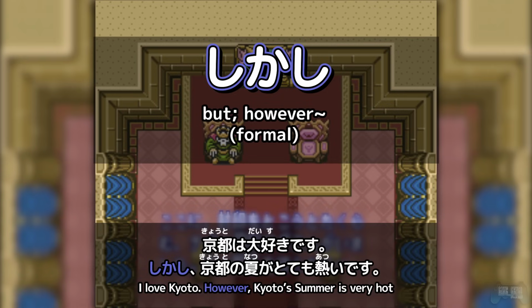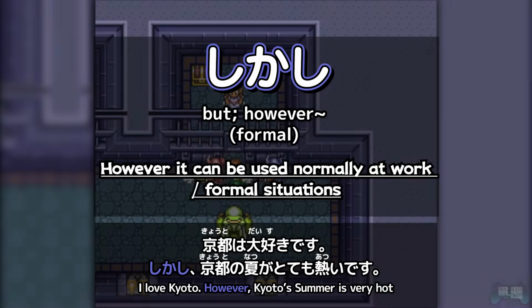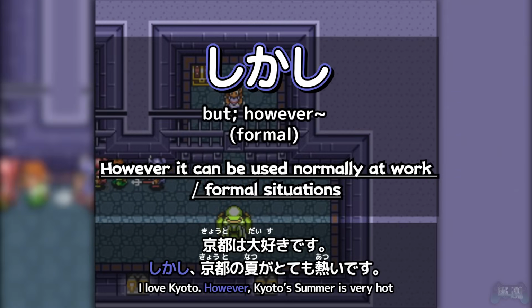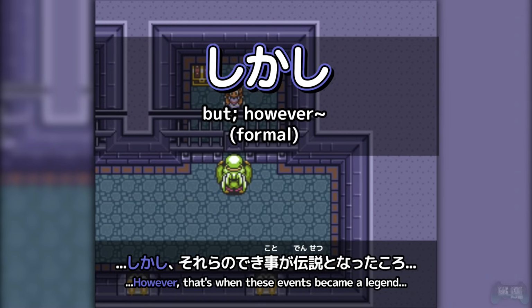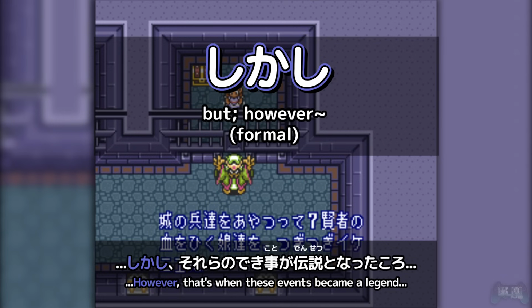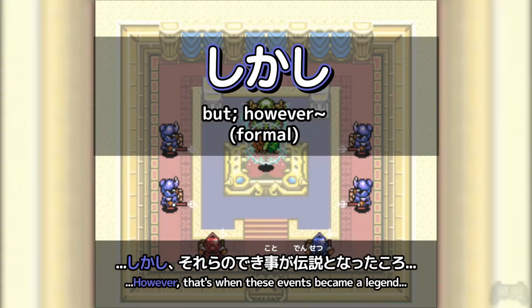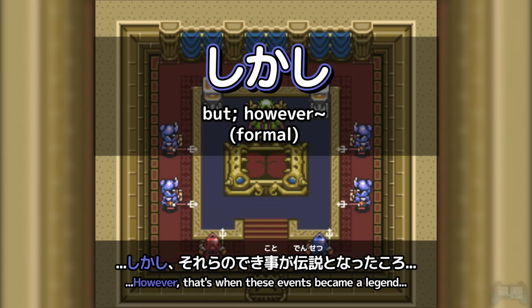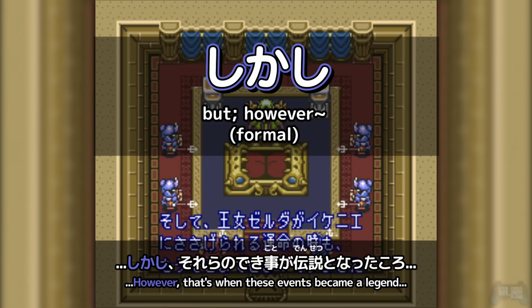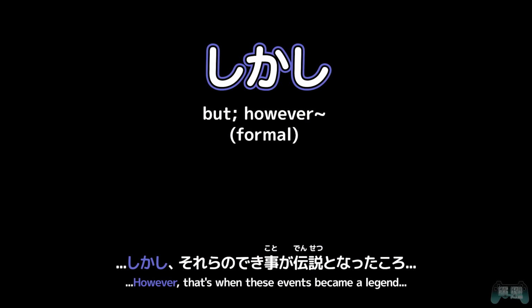It's not usually used in spoken language unless it's for some kind of dramatic effect, but it may be used in narration in telling a story for that very effect, like seen here in the opening of Zelda for the Super Nintendo. Here, the story is being told that this seal keeping Ganon at bay was expected to have never been broken again. However, shikashi, that's when these events all became that of legend. So the narrator here is telling the story in a very dramatic way, and so shikashi here fits more than demo would.